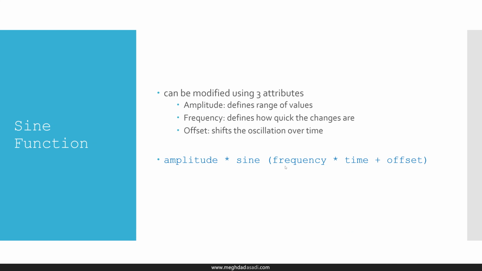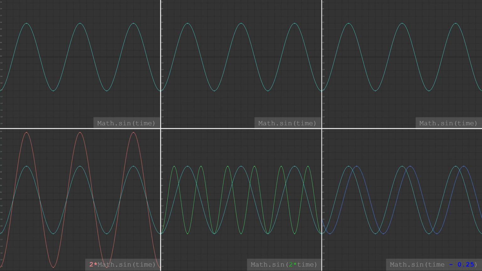Just to put all of these together, we have the amplitude, we have frequency inside the parentheses, and offset. Again, I'm starting with this base Math sine function over time that is producing a value between -1 and 1 all the time. That's the nature of the sine function. If I want that range to be changed to -2 to 2, I need to change the amplitude to 2.